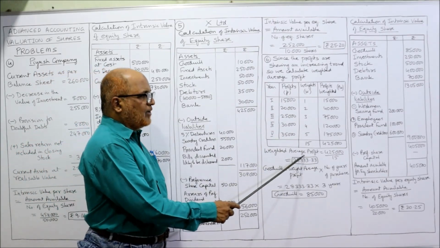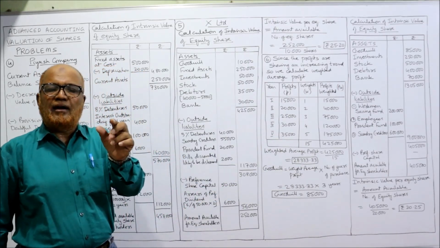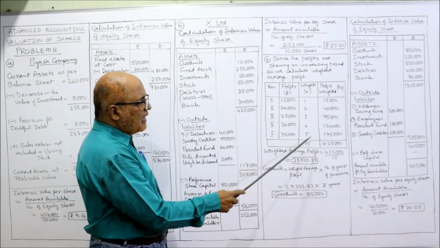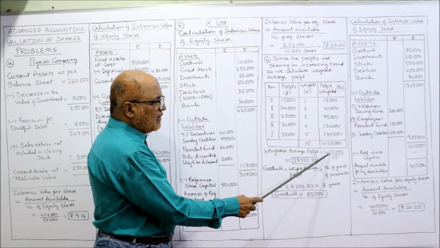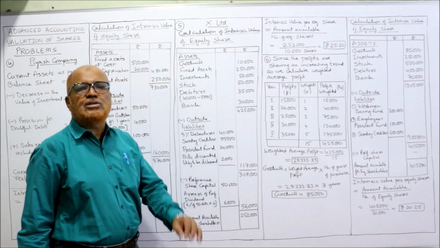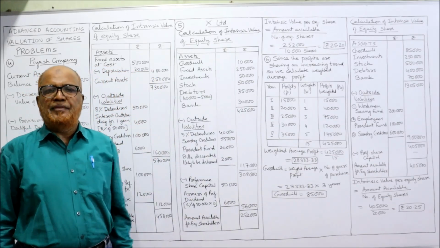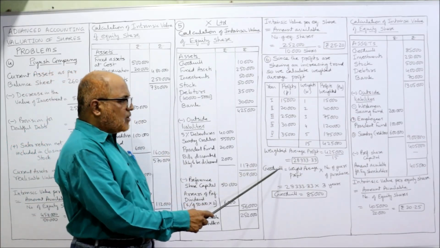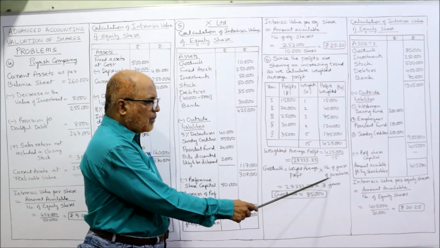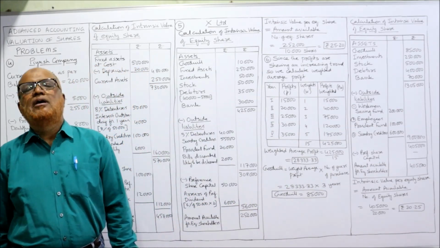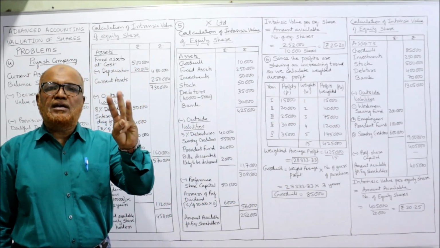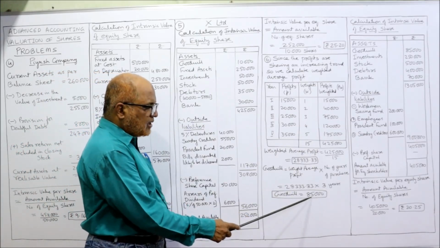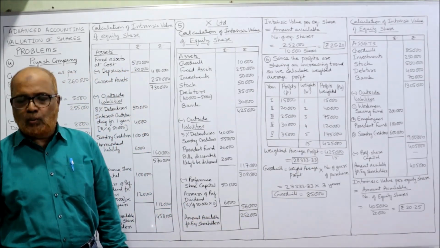Now weighted average profit is total of weighted profits divided by total of weights. The total of weights are 15. So 4,25,000 by 15, 28,333.33. This is the weighted average profit. Now goodwill is equal to weighted average profit into number of years of purchase. In the problem, it is given 3 years purchase. So 28,333.33 into 3, you will get 85,000 goodwill.